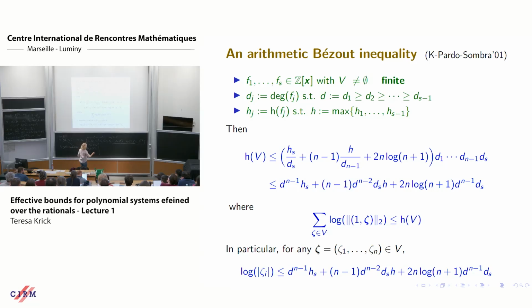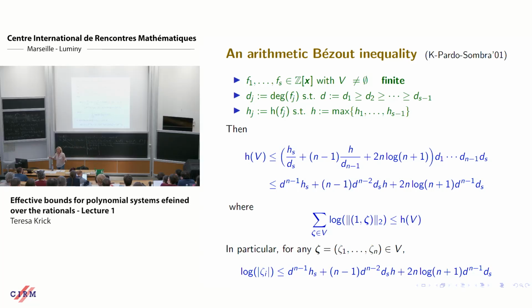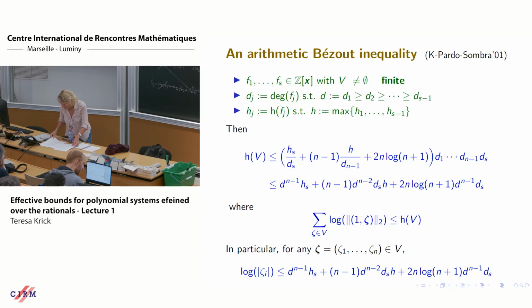Look what I do. Instead of considering the original ideal f1, ..., fs, I have a polynomial p, and I want to know how p of psi behaves for any psi in this variety. So I will add a polynomial. Sorry, I'm lost. Sorry for that.